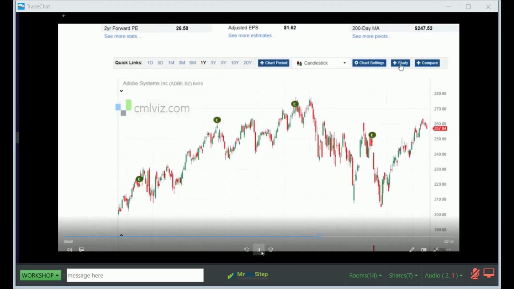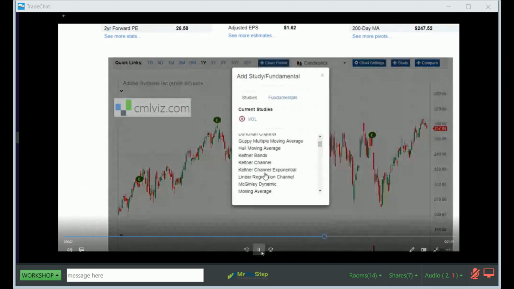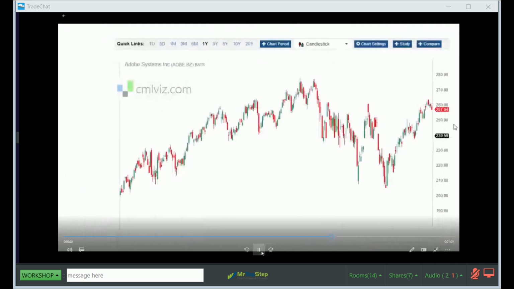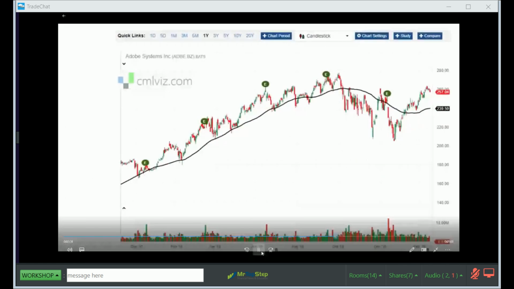So I'll go to study. I'll go to moving average. I'll type in 50. That line will come in, and I'll drag it back a little more. And here we can see that pre-earnings momentum. So here's earnings. Here's the rise into it. Here's earnings. Here's the rise into it.